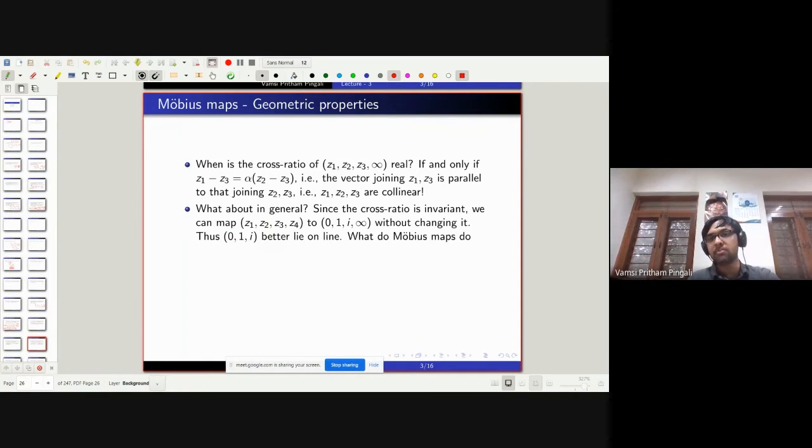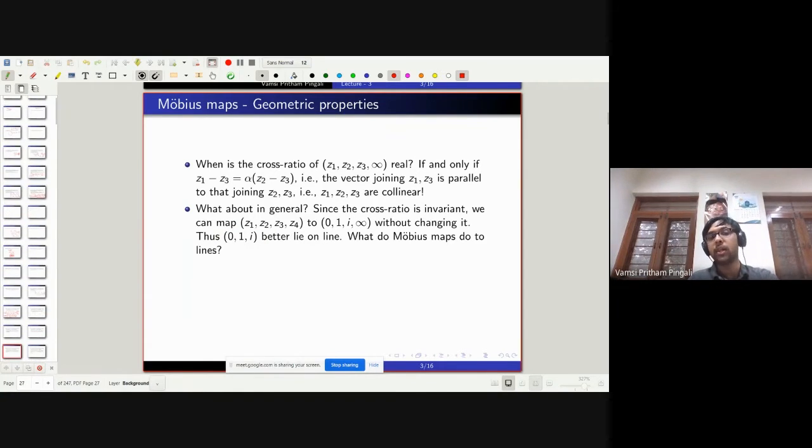So what do Mobius maps do to lines? So the point of this statement, which is wrong, is that this is not true in general. Just because you give me 4 points does not mean I can map them to four other points by a Mobius map. The best one can do is to map 3 points to 3 other points. But let's assume you can map these 4 to these 4. In that case, the cross ratio is invariant, and because we are assuming the cross ratio is real, that means these 3 lie on a line.